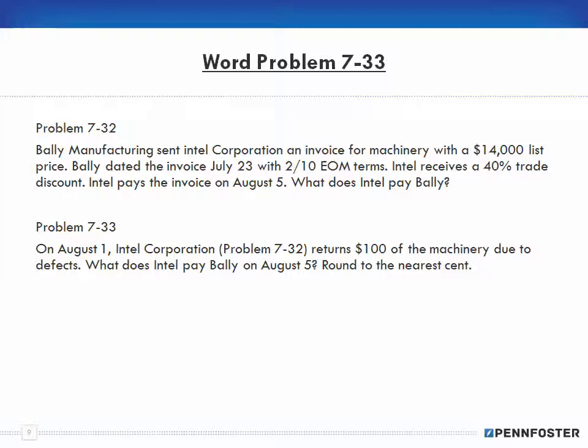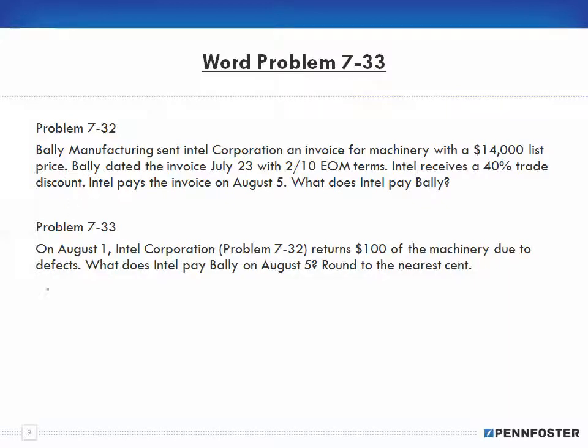Bally Manufacturing sent Intel Corp an invoice for machinery with a $14,000 list price. Bally dated the invoice July 23 with 2/10 end of month terms. Intel receives a 40% trade discount. Intel pays the invoice on August 5th. What does Intel pay Bally?